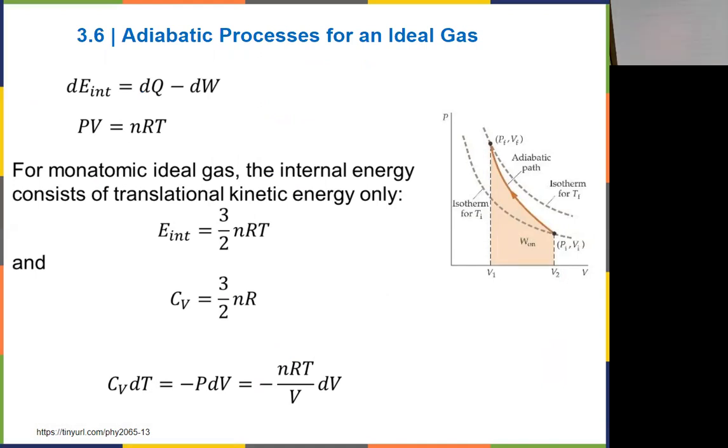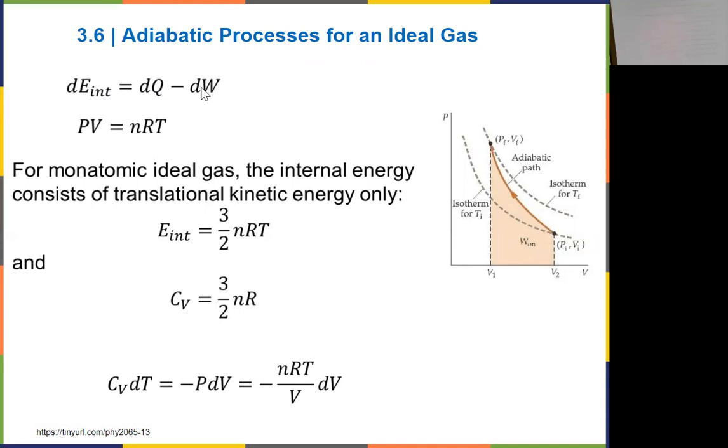Oh, right, I see. So for an adiabatic process, that means there's no heat exchange. From the definition, dQ is equal to 0, right? So yeah, I remember where that's from. So basically, there's one equation missing over here. With dQ equal to 0, dE is equal to minus dW.